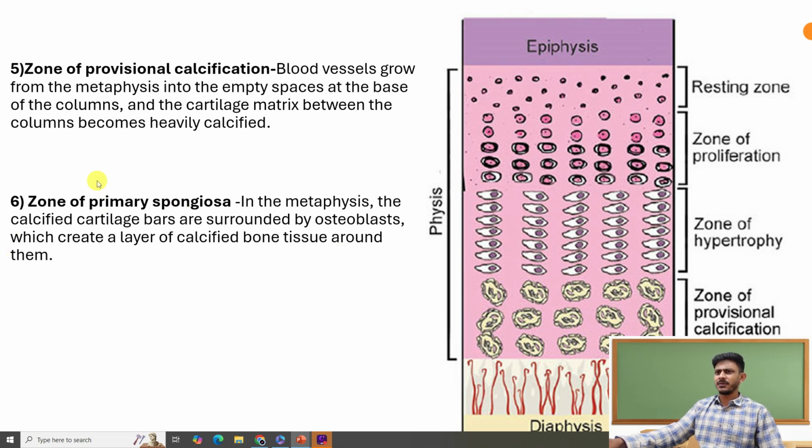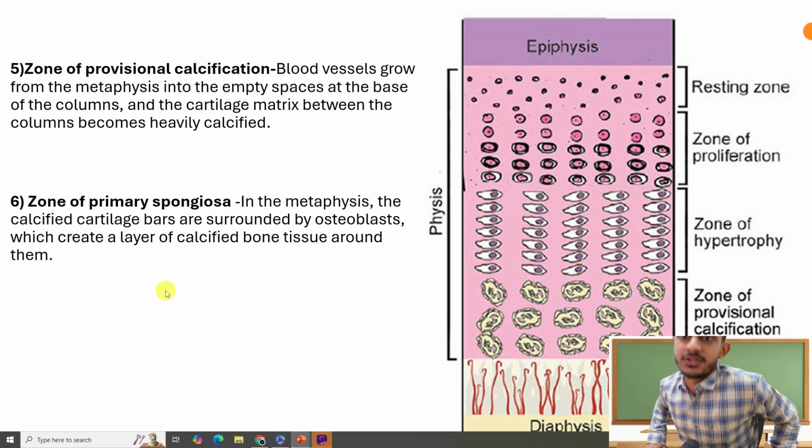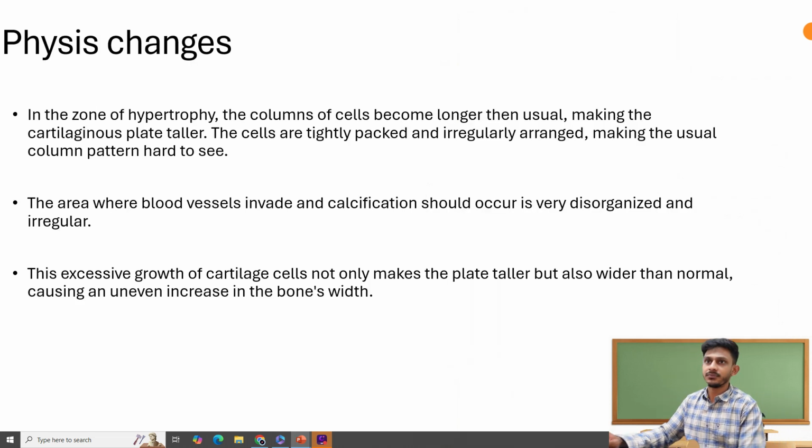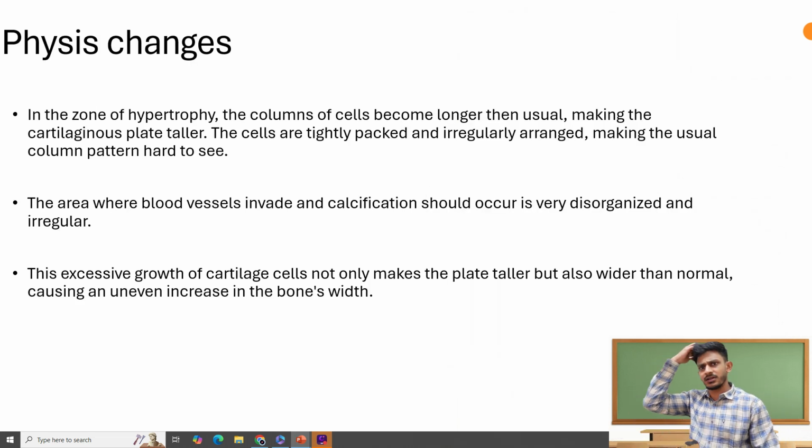And the zone of primary spongiosa is the metaphysis zone where the calcified cartilage, which is calcified in the zone of provisional calcification, gets surrounded by osteoblasts and bone is formed. Okay. So what happens? What changes occur in the physis?